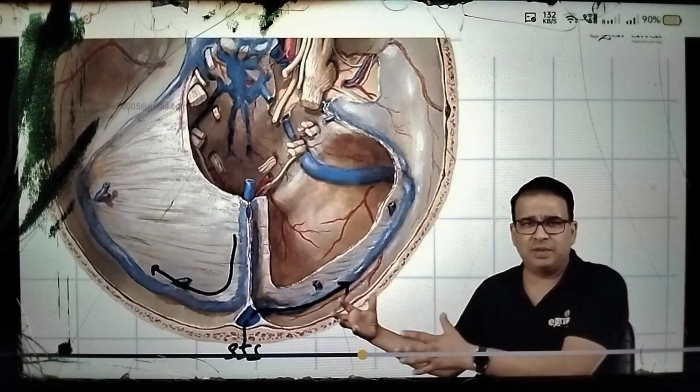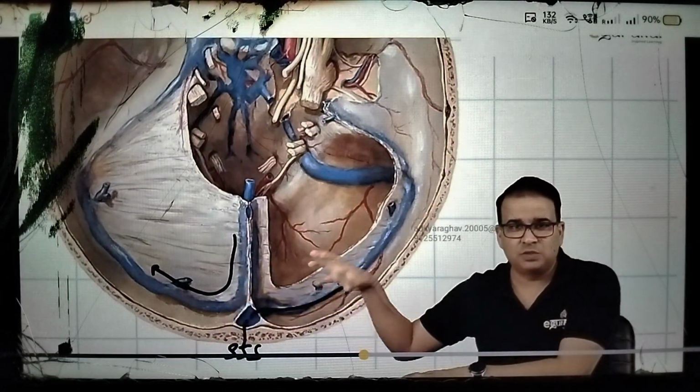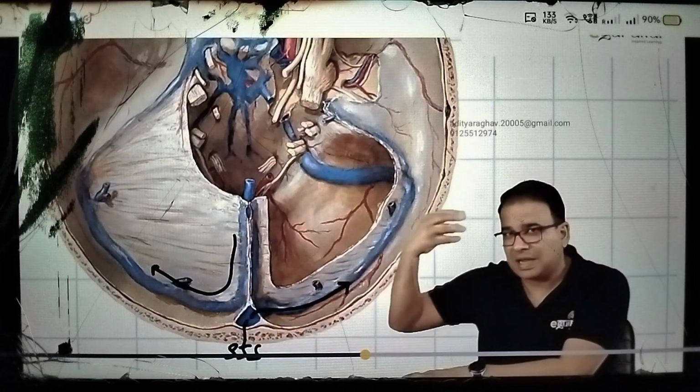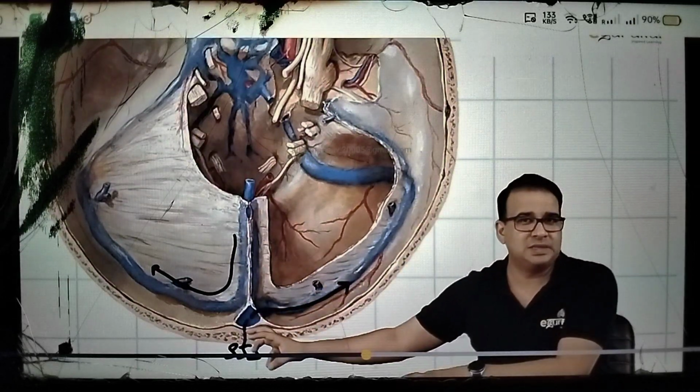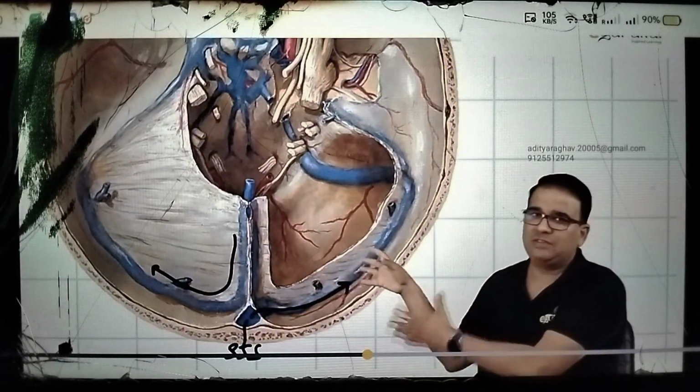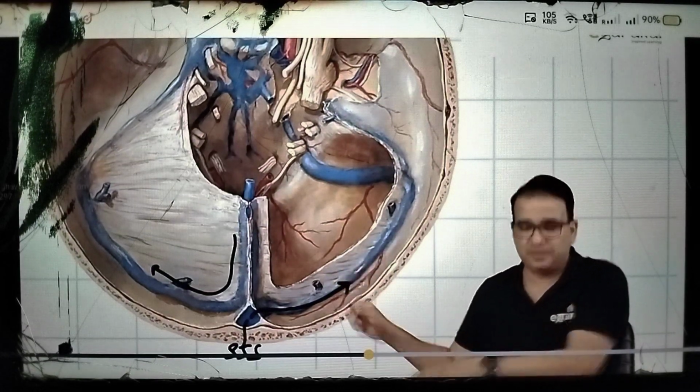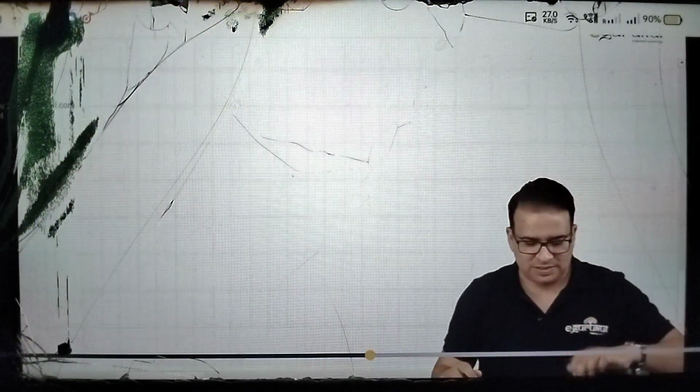It may not be appreciated in this diagram very well, but the right transverse sinus is larger than the left because we have major blood coming into the superior sagittal sinus. Maximum absorption of CSF also takes place in the superior sagittal sinus, and it is continuing toward the right side. So obviously the larger sinus between the two transverse sinuses is the right one. Let's draw this and then we come back to this diagram to understand it even further.